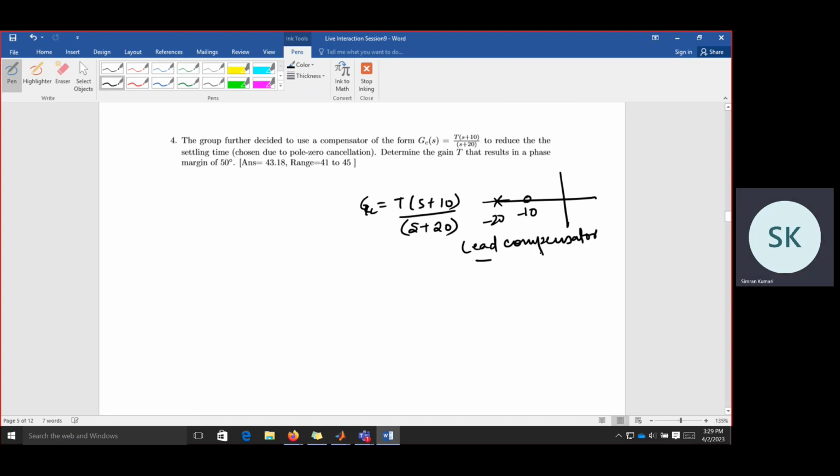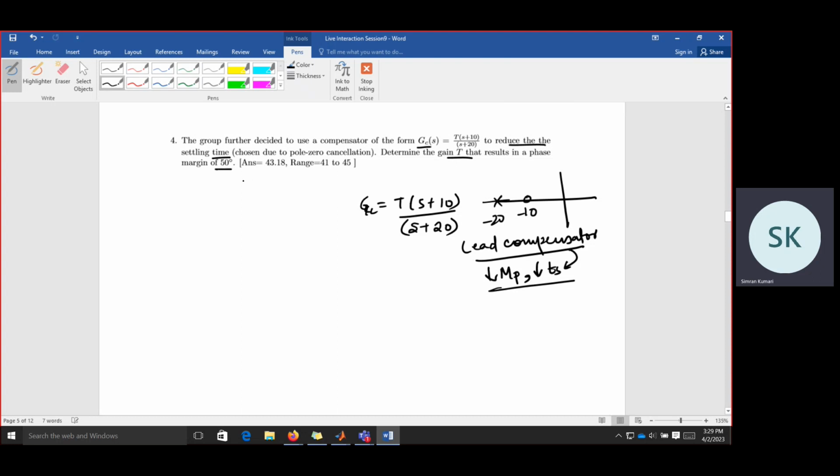So this will help in improving the transient response. Basically it will try to decrease the peak overshoot and also decrease the settling time. Using a lead compensator will have these kinds of effects. So this is the lead compensator that is being used to reduce the settling time. Determine the gain T that results in a phase margin of 50 degrees.